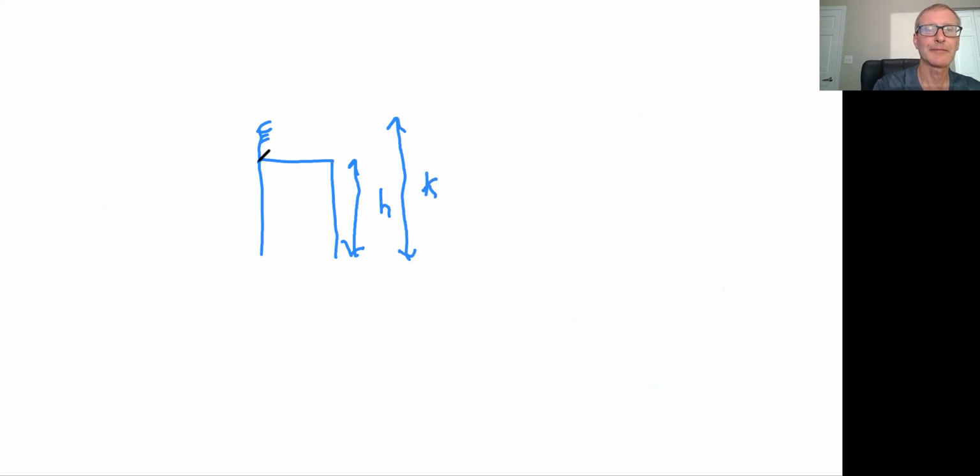So again, we have the building and we have the flagpole. We define this as H, and up to the flagpole as K. And then we have, this is 500 feet.